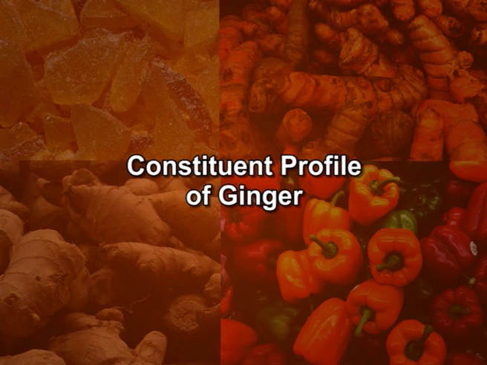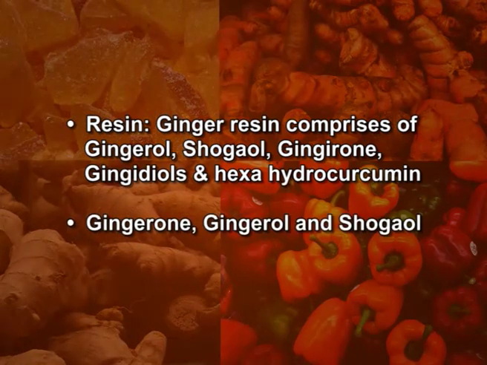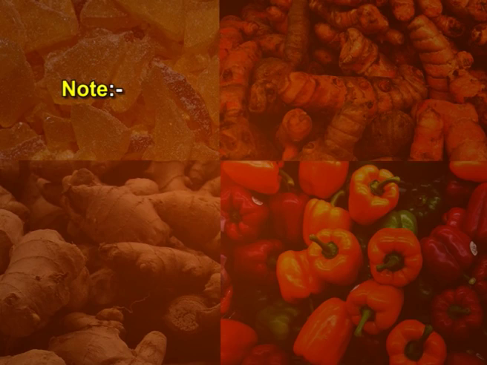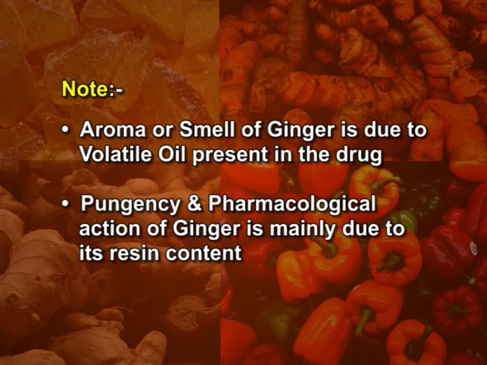Now coming to the constituent profile of the ginger resin. Ginger resin comprises gingerol, shogaol, gingerone, gingerdiols, and hexahydrocurcumin. There is an important note to mention here. The aroma or smell of ginger is due to the volatile oil present in the drug. And the second one, the pungency and pharmacological action of ginger is mainly due to its resin content.